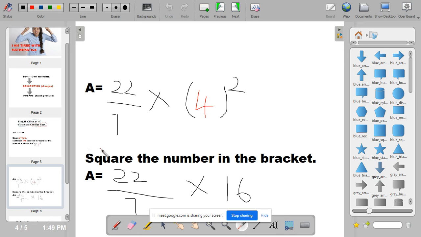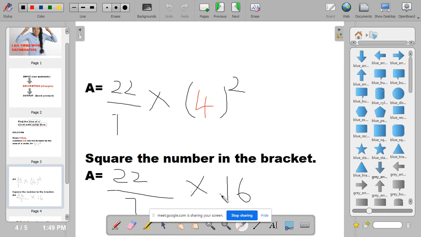So we want to square the number in the bracket here, right? Square the number in the bracket. So we are making a change to this information here. So we square this one. You square, you get what? 16. 4 squared gives you 16.